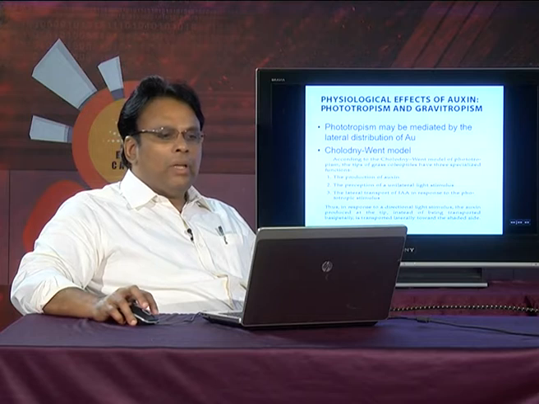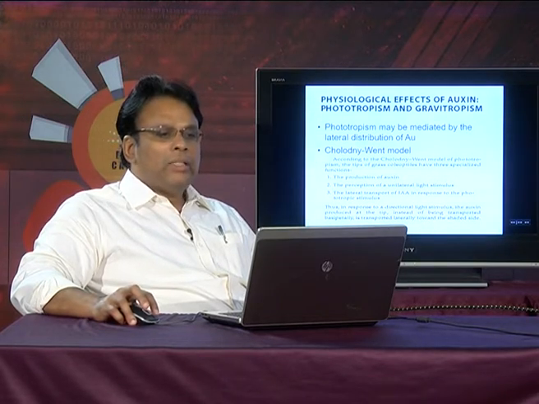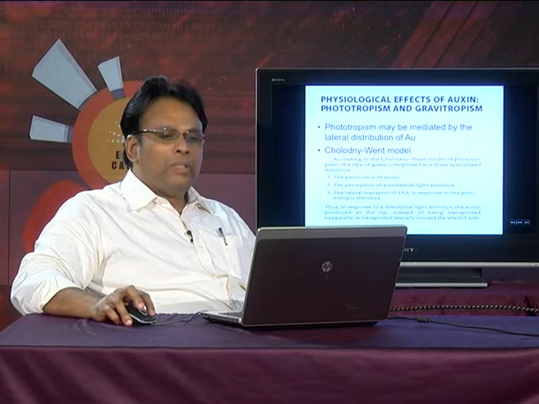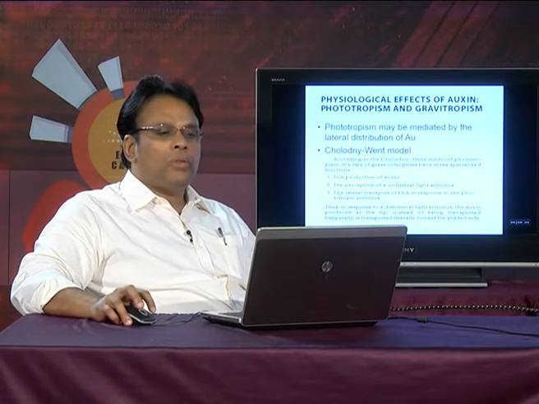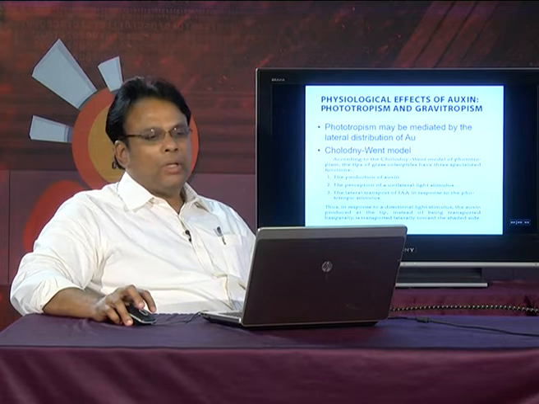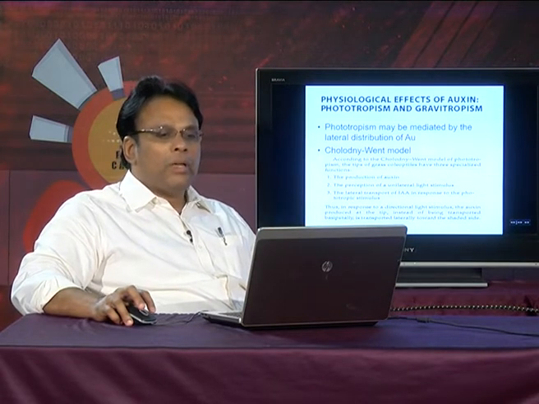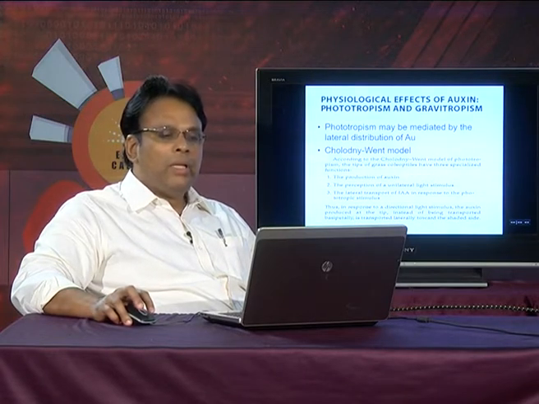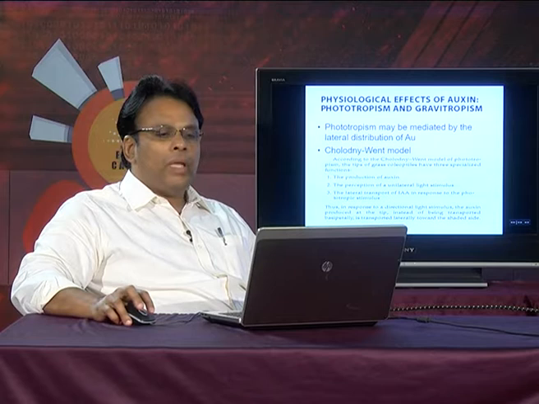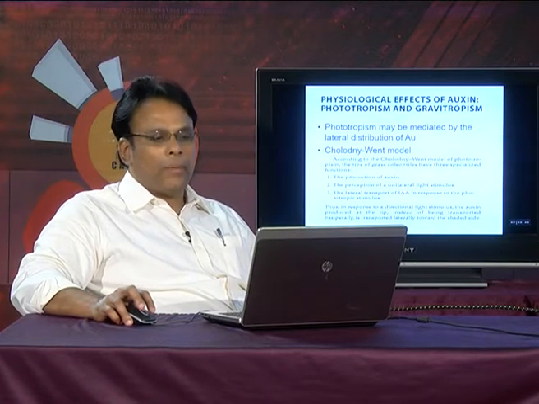And the Cholodny-Went model has clearly shown that the production of auxin is taking place, the perception of a unilateral light stimulus is happening, and the lateral transport of IAA in response to the phototropic stimulus is happening. So these are some of the outcomes of the study carried out by Cholodny and Went. One is the production of auxin, the perception of a unilateral light stimulus, and the lateral transport of IAA in response to the phototropic stimulus.